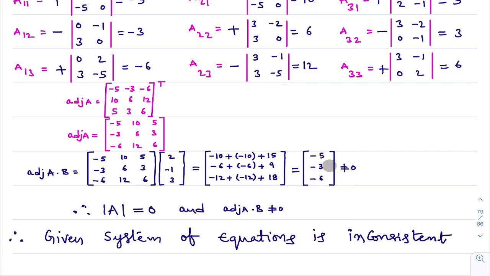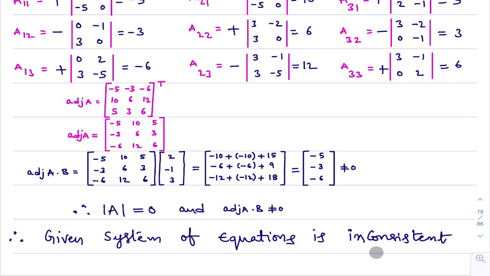This is non-zero matrix. When adjoint A into B is non-zero, as per the second case, we discussed a total 3 cases now. As per the second case, det A is 0, adjoint A into B is non-zero, then we say the system is inconsistent. I hope you got some clarity related to consistency and inconsistency.